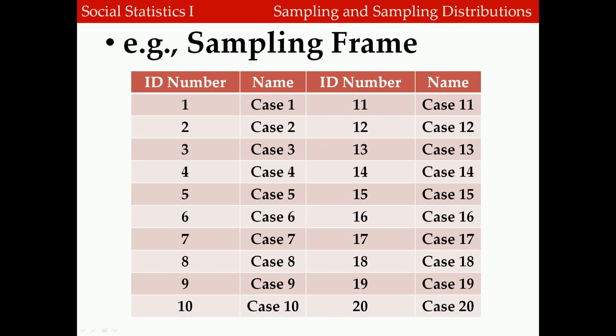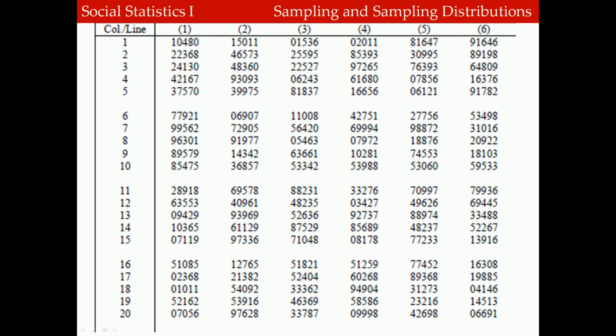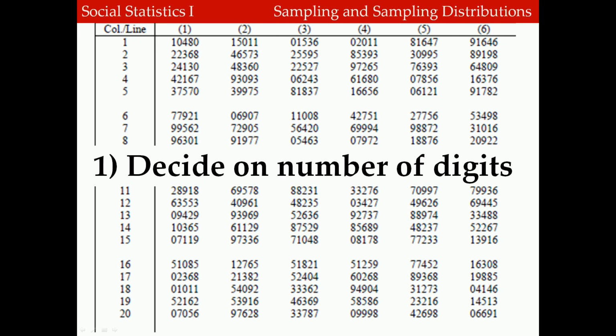So, for an example, let's take a look at this slide. It shows a hypothetical sampling frame with 20 cases. Let's suppose that we wanted to sample some number of cases from this population of 20 cases. We could use something like this. This is a random number table. Notice that it includes a list of numbers arranged into rows and columns. So if our goal was to sample from within that population of 20 cases, we can use this random number table. But we first have to decide on the number of digits to use for the table.